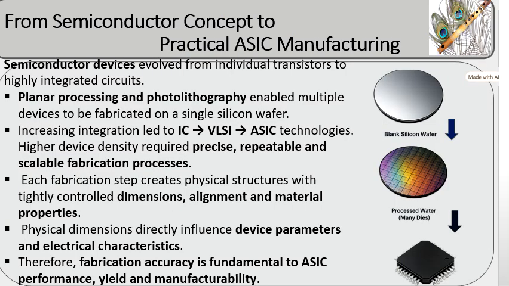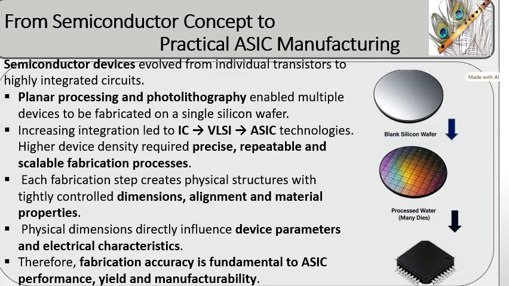Semiconductor technology has evolved from individual semiconductor devices to highly integrated circuits containing millions or billions of devices. The development of planar processing and photolithography made it possible to fabricate these devices repeatedly on the same silicon wafer. As integration increased from ICs to VLSI and ASICs, the dimensions of the physical structures became progressively smaller and more tightly controlled. Every fabrication step contributes to the final physical structure of the device. These physical dimensions directly influence transistor parameters and, consequently, circuit performance.